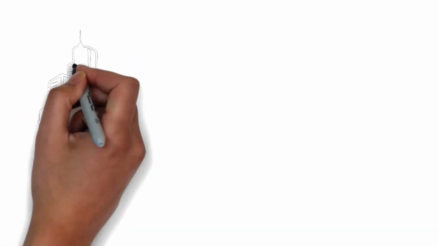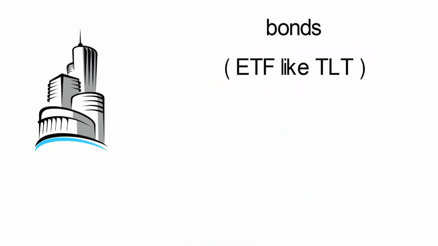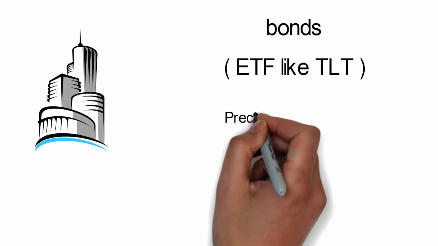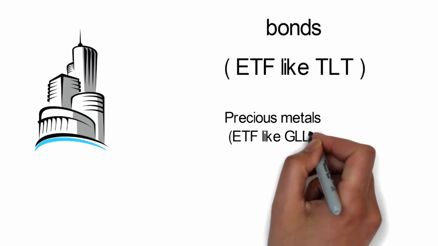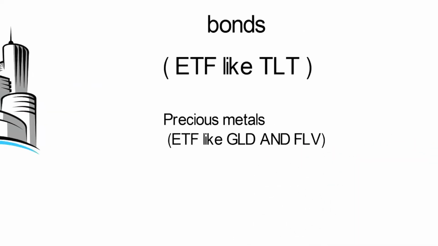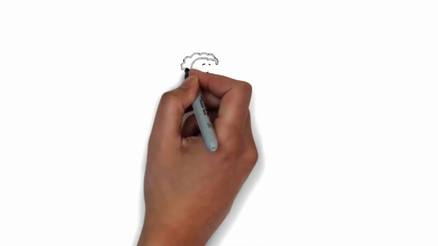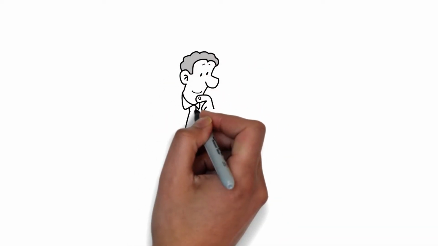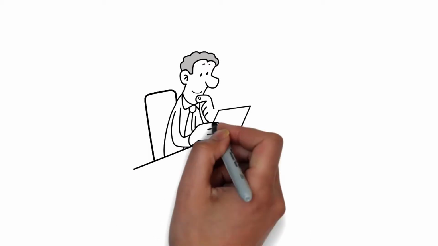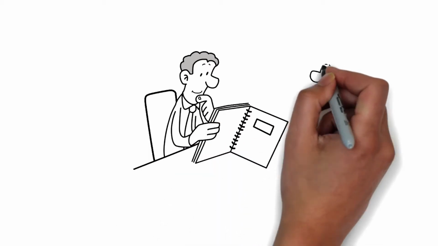If you're interested in real estate, you can buy REITs. If you're interested in bonds, you can buy ETFs like TLT. If you want to buy precious metals, you can buy ETFs like GLD and SLV and things of that nature. So you have all aspects of the trading competition within the stock market itself.